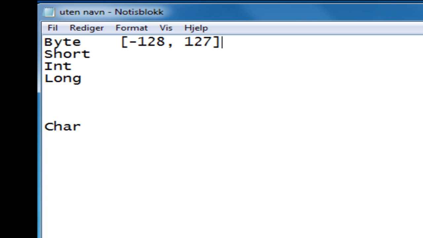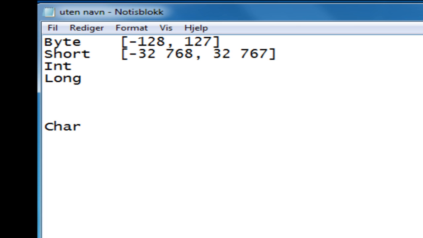Byte uses this range of numbers: -128 through the negative numbers up to 0 and through the positive numbers all the way up to and including 127. Short uses these numbers all the way from approximately -32,000 and all the way up to 32,000 in the positive range. As you can see, these are positive and negative whole numbers.